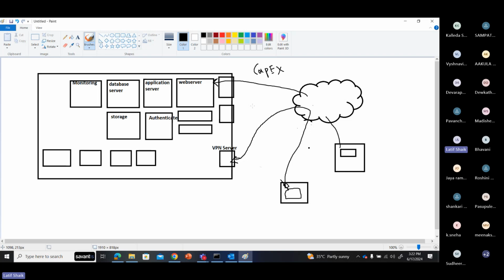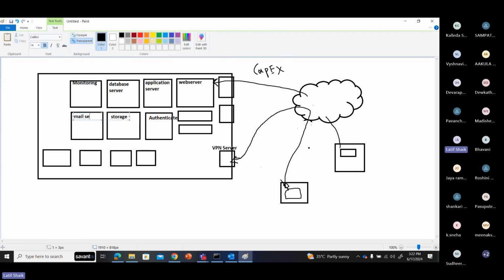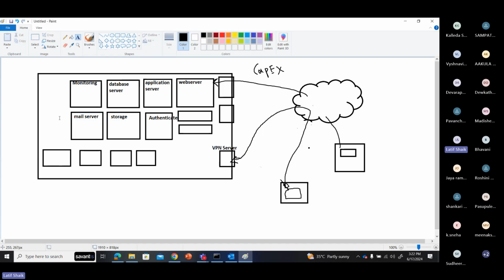So obviously the database related work has also increased. Okay. Application server related. Maybe your organization wants to do some mail related communication. Then I need a mail server in between, right? So I am going to add a mail server as well. People have to communicate with each other, so they need a mail server.